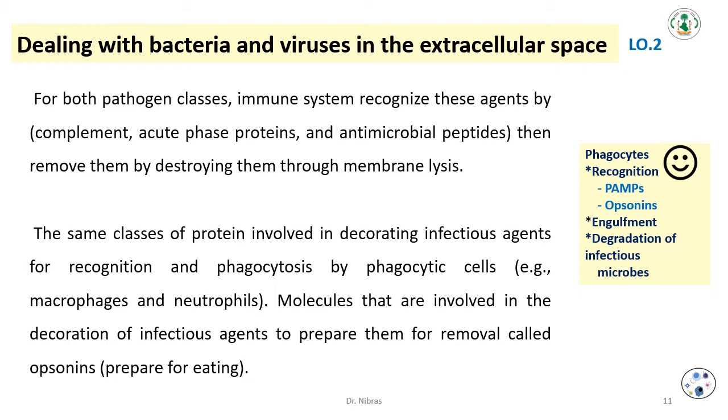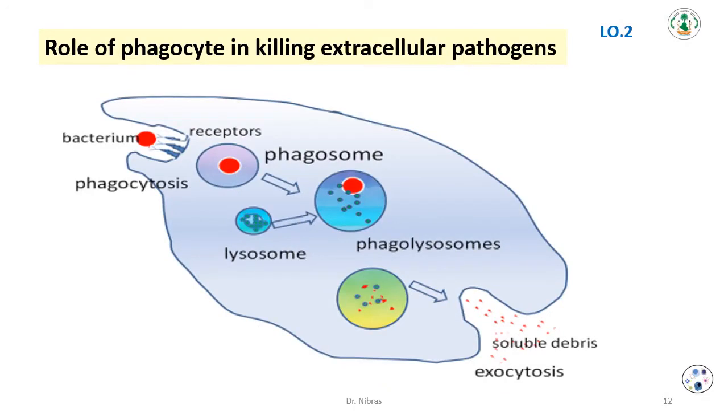The same classes of protein are involved in decorating infectious agents for recognition and phagocytosis by phagocytic cells, just like macrophages and neutrophils. Molecules that are involved in the decoration of infectious agents to prepare them for removal are called opsonins. That means prepare for eating. I think you already knew how phagocytic cells deal with extracellular pathogens in the previous lecture, and how the phagocytosis process occurs.